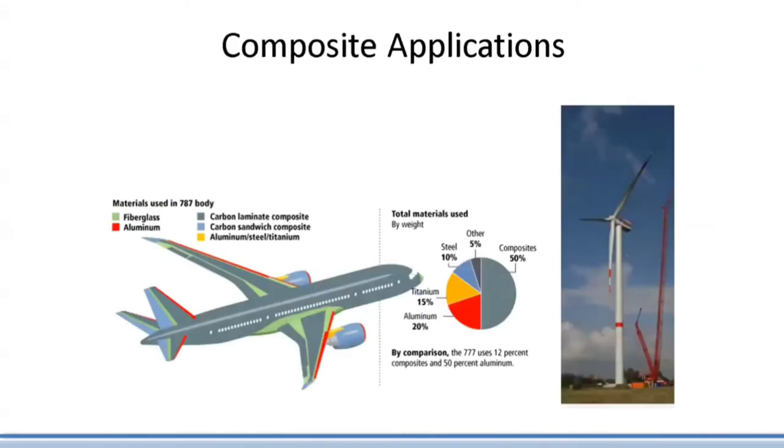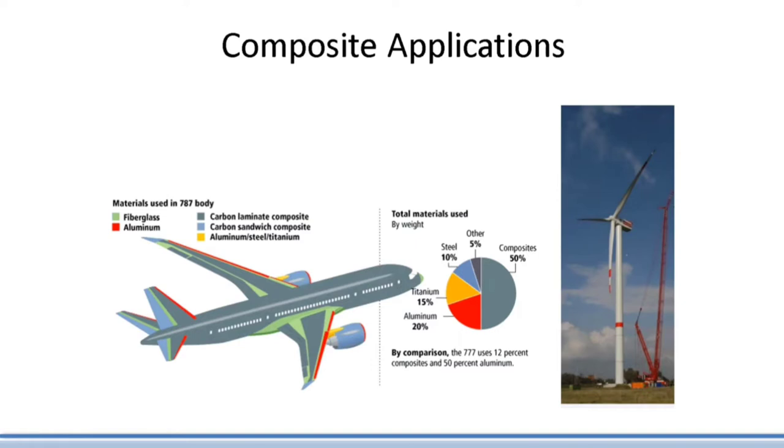Composites are used in an extensive number of applications, including a turbine blade that you see here, and they typically fail in fatigue in these applications. Composites are also used extensively in aircraft design. The 787 body is made using a lot of composites, over 50% in the main fuselage body, with a combination of aluminum, which is the red, 20%, titanium, which is orange, at a fairly low percentage, and then steel at 10%, which is blue and shown here, and then other materials.